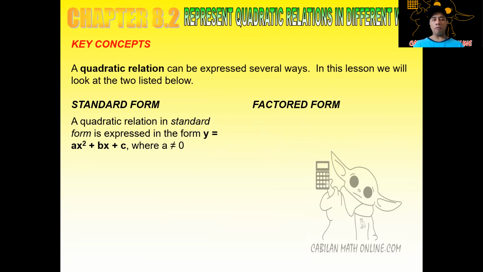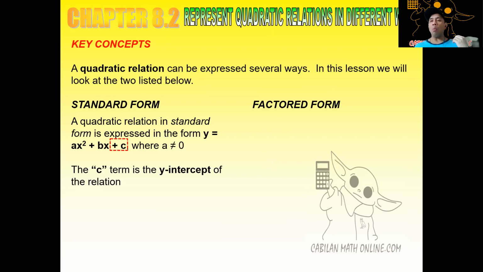Now, in standard form, you notice there's a bunch of letters there, but the one letter that's very important is the letter C. And what the C represents in a quadratic relation is the y-intercept. So if you were to draw this and you would get a parabola that either opens downwards or opens upwards, the C tells you where that parabola or curve touches the y-axis. So that's what the value for C will be.